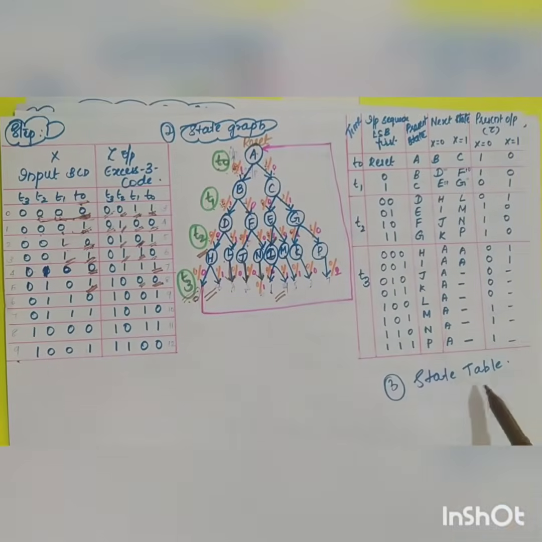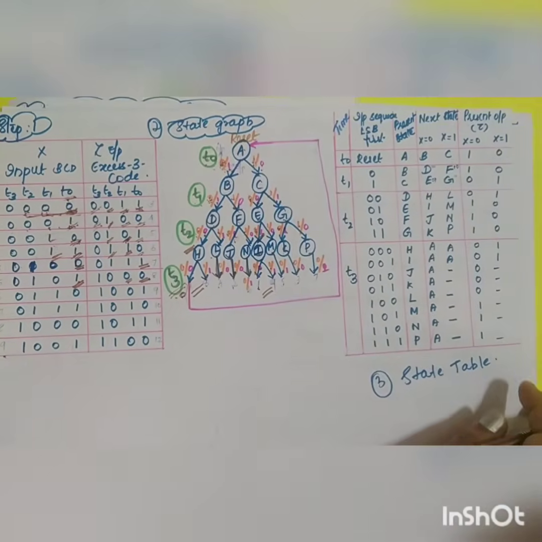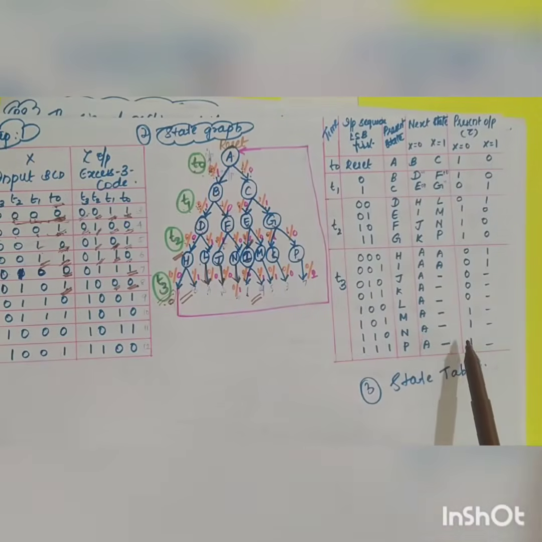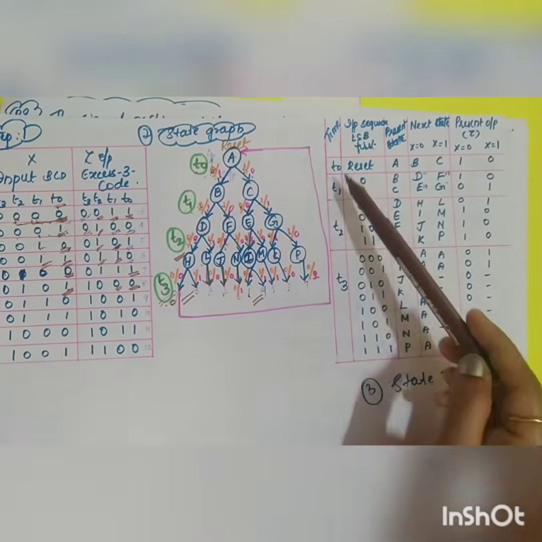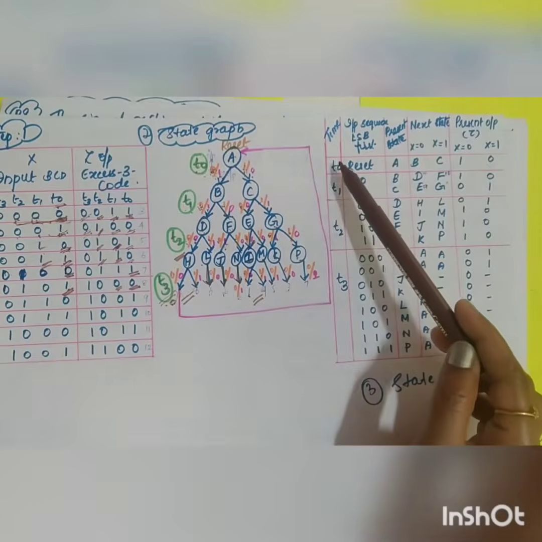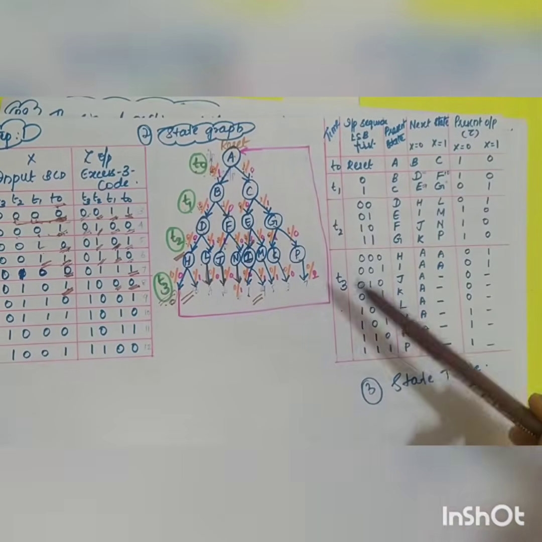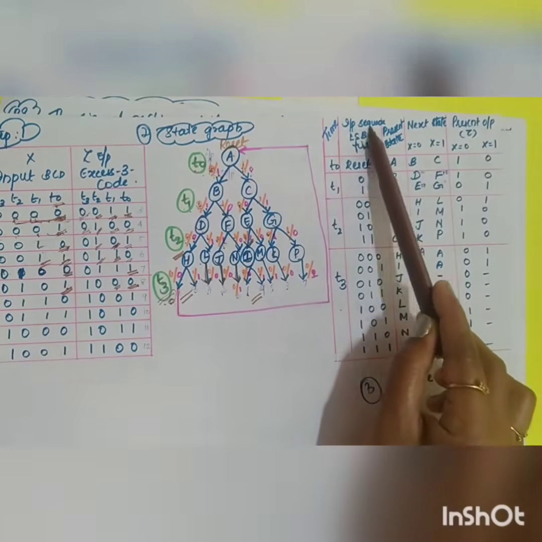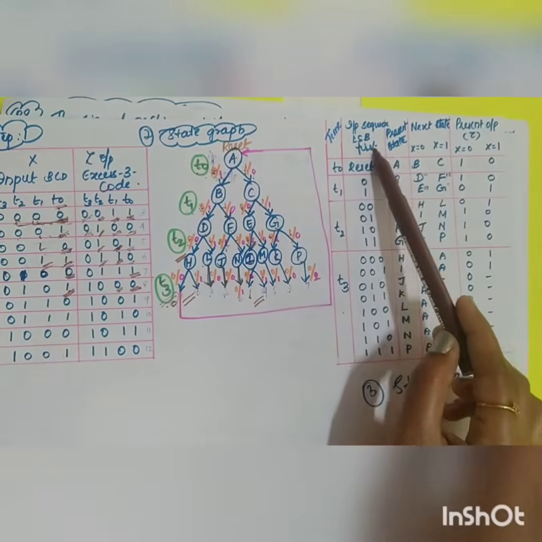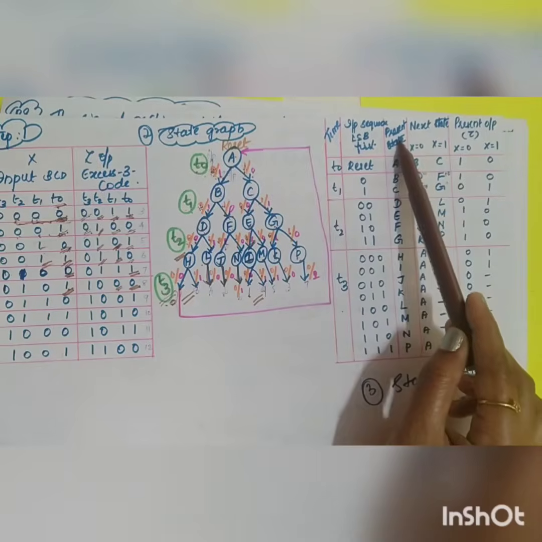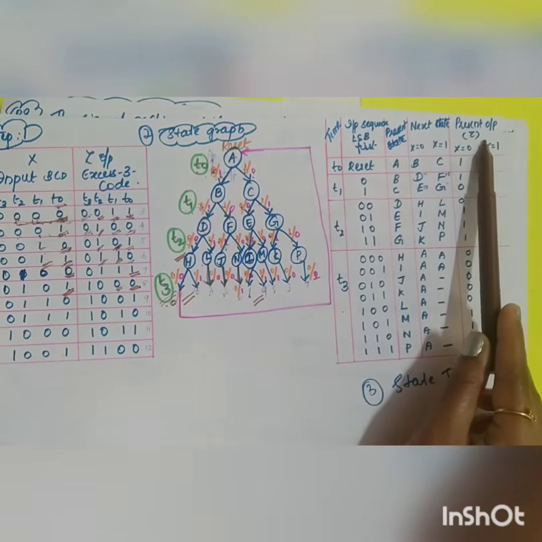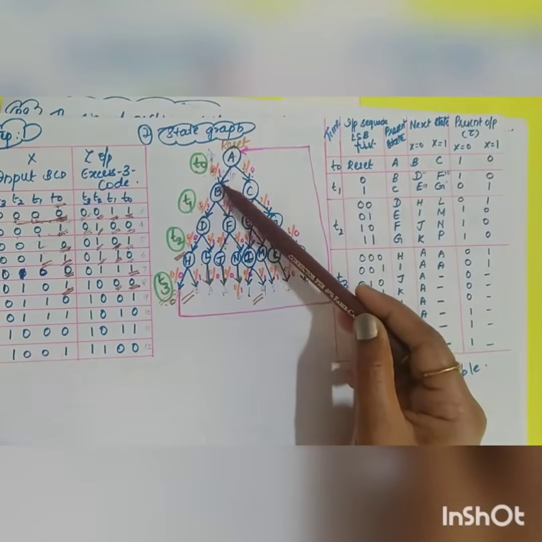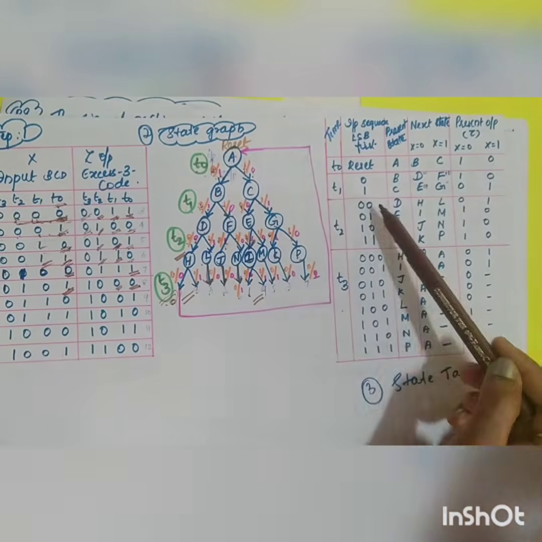Step 3 is to draw your state table. Whatever you have drawn in your state graph, you are going to replace by your state table. I'm taking the first column as the different instants of time T0, T1, T2, T3, and the second one is your input sequence, assuming your LSB is first. Your next columns are present state, next state, and present output. So what will be your first table? If you want, you can see this state graph and fill it in.